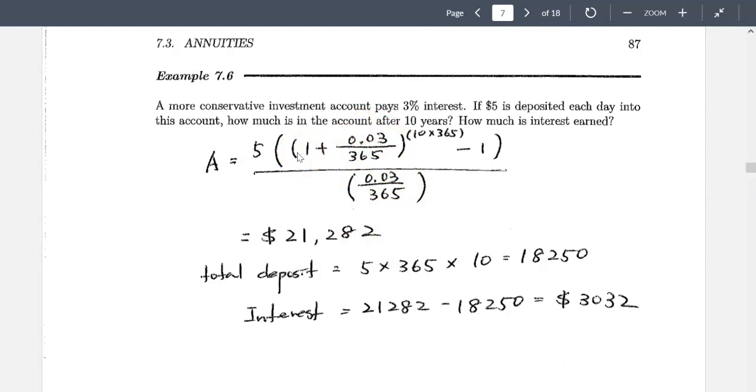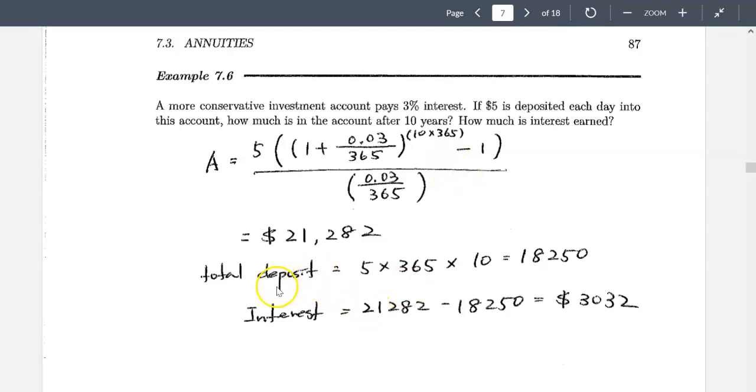So this is a lot of calculator work. Try not to punch everything in one shot, unless you're pretty comfortable with your technology. Otherwise, do what's in the parentheses first: 1 plus 0.03 divided by 365. Whatever the answer is, you can write it down. Take it to the power of this, 365 times 10, which is 3,650. Then subtract 1 and multiply by 5. Write that amount down somewhere. Then figure out the denominator first and divide the two numbers. Break it down and do it step by step. You don't have to do everything at the same time.